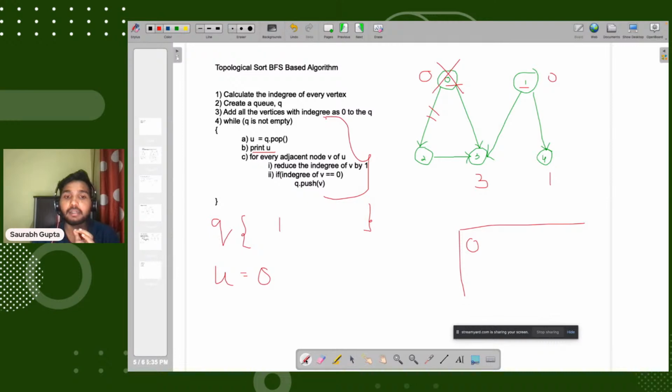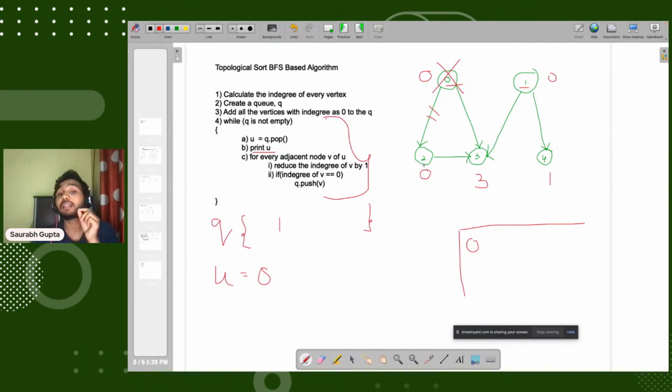So I will write 0. Okay, now once I have decreased this dependency, I have removed this dependency, and the in degree of this 2 has become 0.